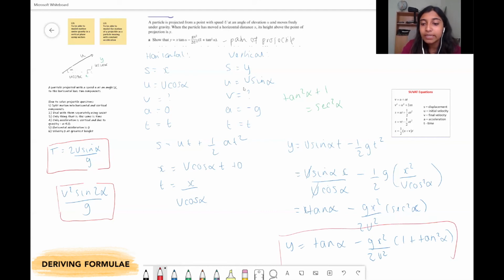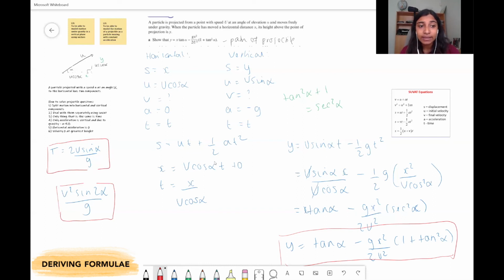You just want to split your projectile into your y and x components, and then solve each one to find an equation for t, and then you can just do substitution. So you can rearrange your x to find t is equal to something, and then plug that into your y equation, and then if you do some trig manipulation, you should get your answer for that.